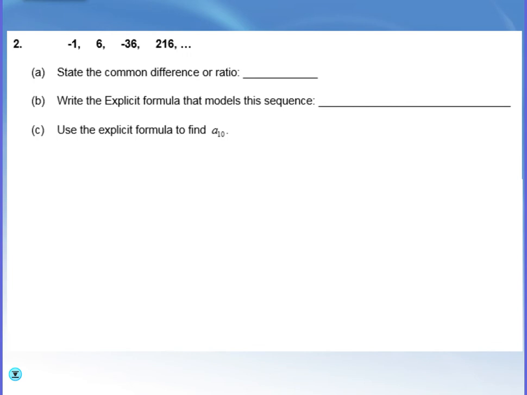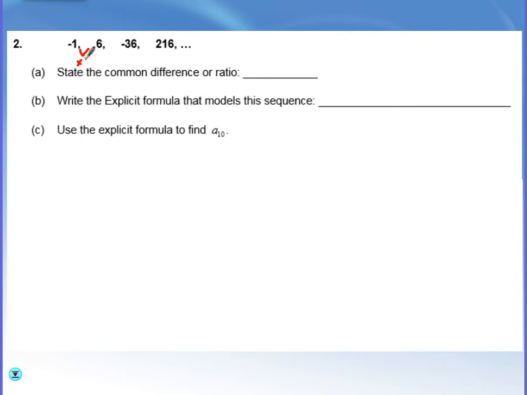So we have a sequence here. We must find that pattern. Remember, I could see this negative, positive pattern, which signals that we are multiplying by a negative, if anything. So to get from negative 1 to positive 6, we would multiply by negative 6. Let's check it again. Is 6 times negative 6 going to give you negative 36? It sure does. And if you checked it over here, it would also work as well.